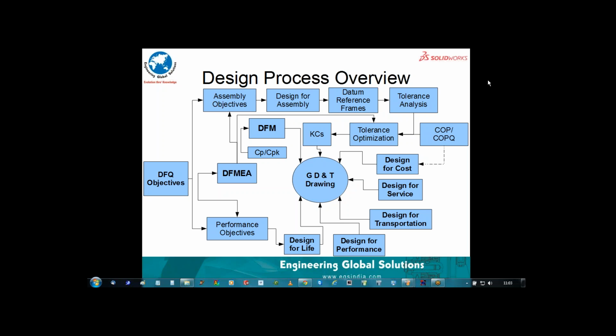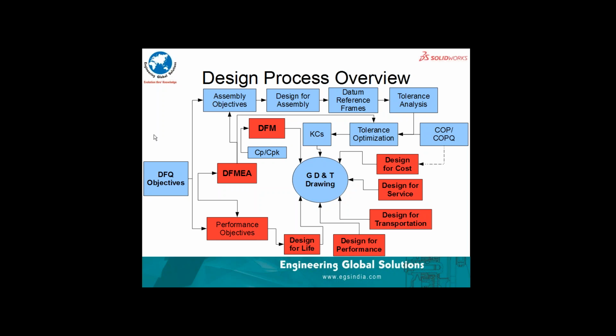The other aspect which we are here today for is looking at the performance objectives and how we can integrate the design failure modes and effects analysis, the design for manufacture, the design for cost, design for service, design for transportation, performance, and life as a part of our drawing release practices, so that the fit, form, and functional requirements of the design can be easily captured in the design intent and translated into the product that we manufacture.